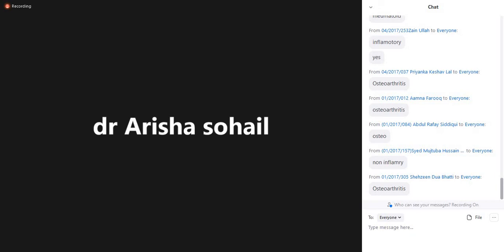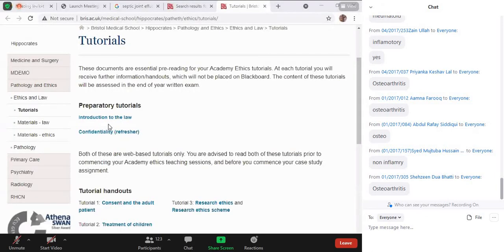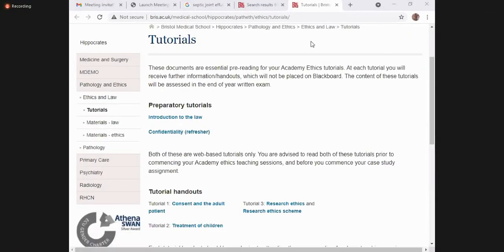यहाँ पे मैं ये देख रही थी tutorial handout. Give me a few seconds. Yes, यहाँ पे मुझे मिल गया tutorials. अच्छा, share on screen. Can you see this screen? Yes, miss. अच्छा ये स्क्रीन देखिए.